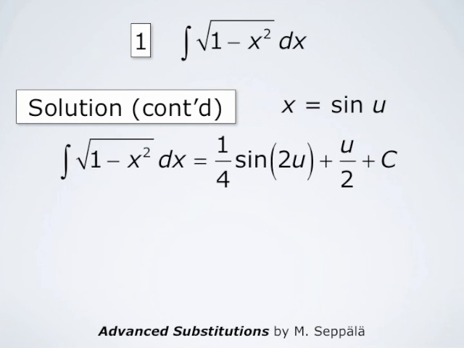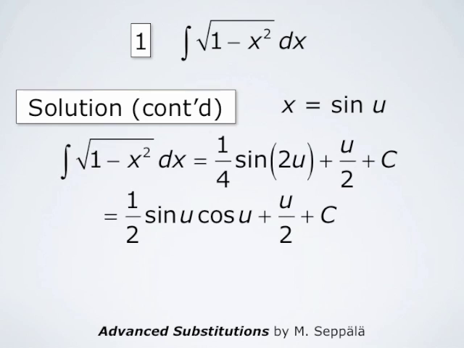In order to rewrite the answer, the integral of square root of 1 minus x squared dx equals 1/4 sine of 2u plus u over 2 plus constant of integration c. In terms of x, we first observe that sine of 2 times u is 2 times sine of u times cosine of u. So 1/4 sine of 2 times u is just 1/2 sine of u times cosine of u by the double angle formula for sine. And then we still had in our answer the terms u over 2 plus constant of integration c.